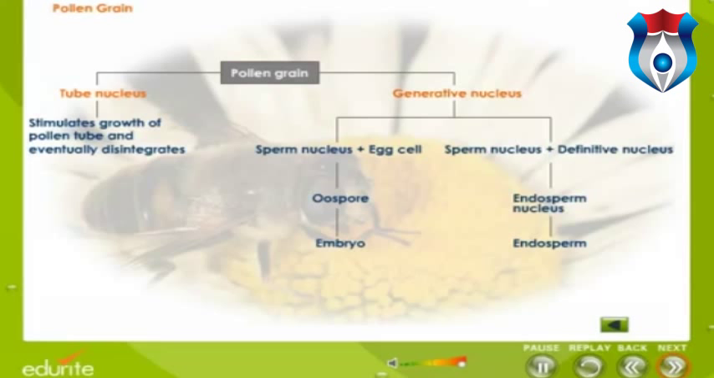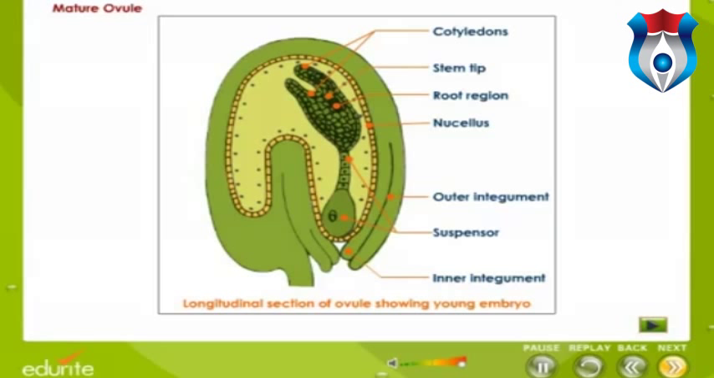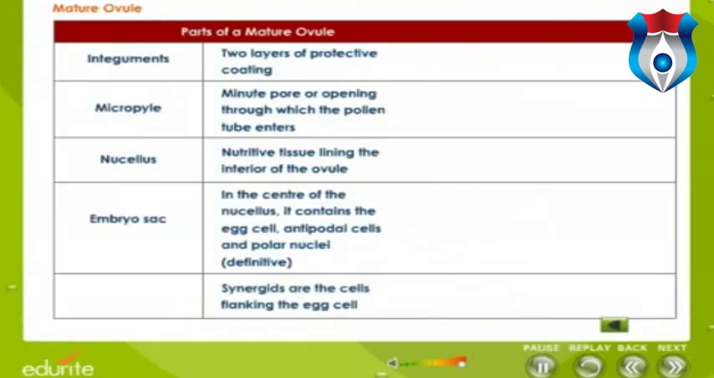Mature ovule. Parts of a mature ovule are integuments. Integuments have two layers of protective coating. Micropyle. Micropyle has a minute pore or opening through which the pollen tube enters. Nucellus. Nucellus is the nutritive tissue lining the interior of the ovule.